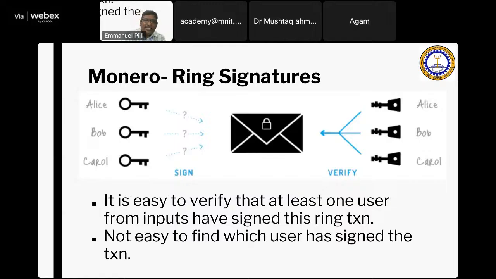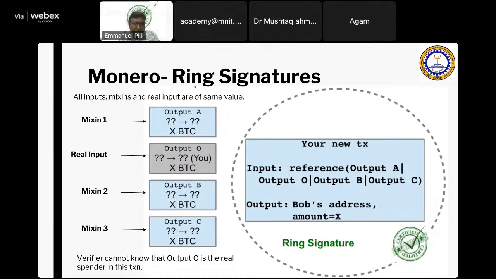When you have a ring signature, it is easy to verify that at least one user from the inputs has signed this ring transaction. It is not easy to find which user has signed the transaction. So there's Alice, Bob, and Carol for verifying, and you can do that. So how does the mix-in work? This is an example. You want to send X bitcoins. So you pick up different transactions with X bitcoins as output. So all the transactions will have X bitcoin.